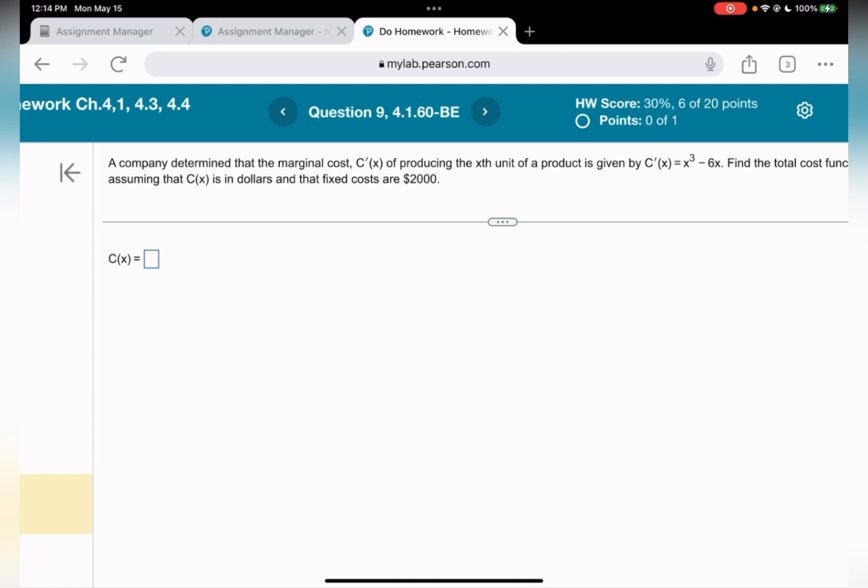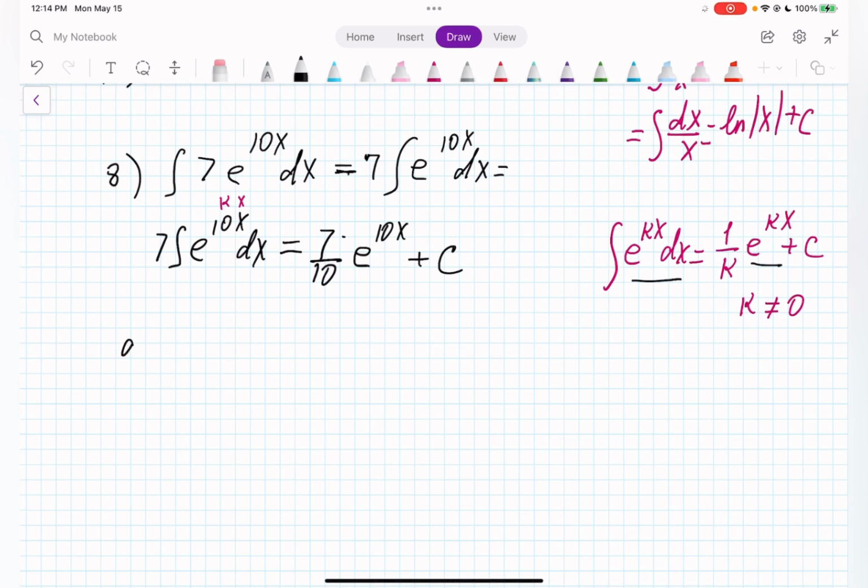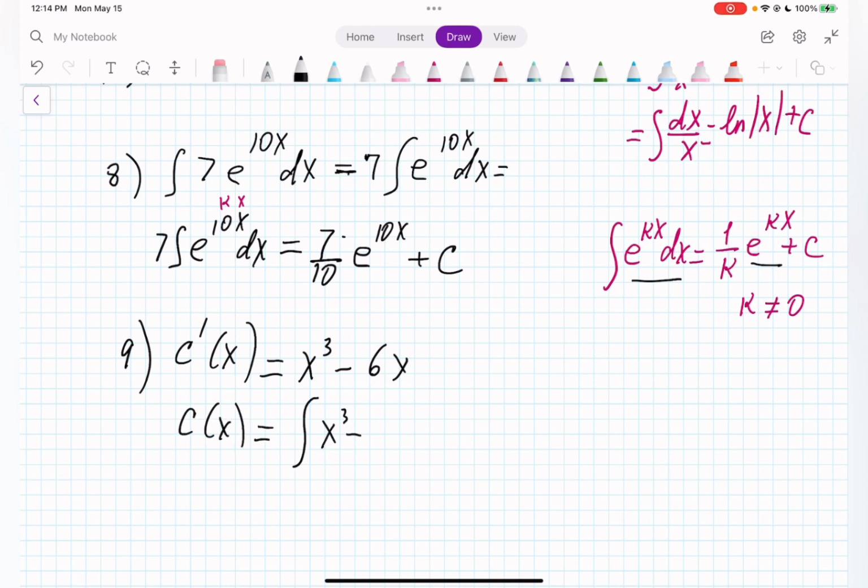That means we are going to add at the end, right, 2,000. It's going to be our constant. We already know that it's our fixed cost constant. That's our C cost constant. Okay, so let's solve this one. Question number 9. So we have C prime of X is equal X cubed minus 6X. So we need to find total cost C. So from here, C of X is going to be equal integral X cubed minus 6X dx.